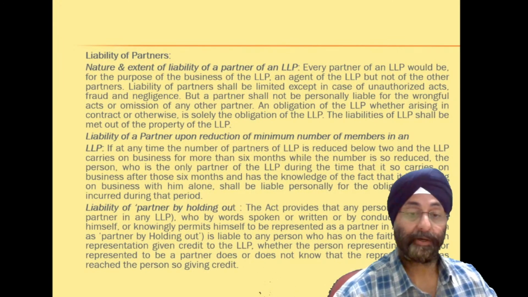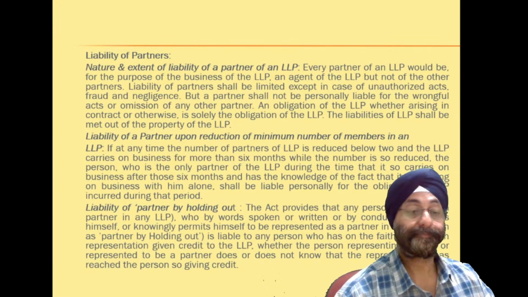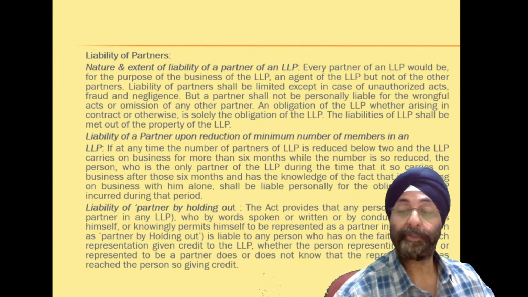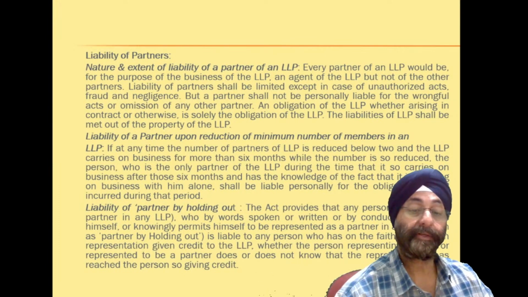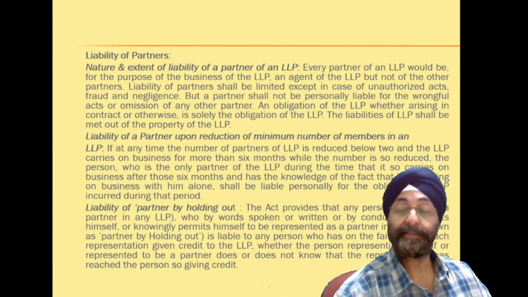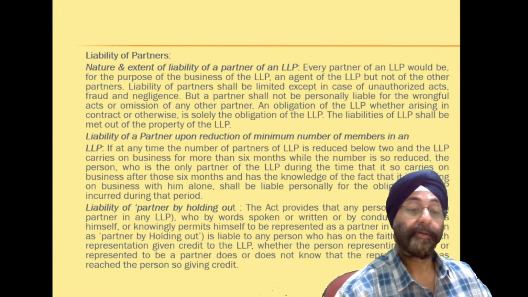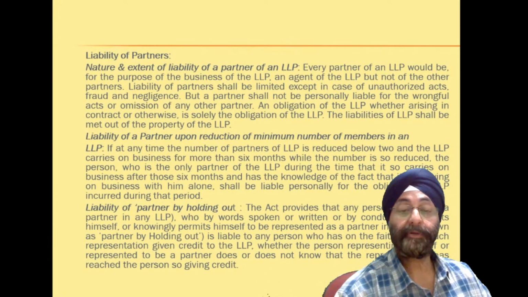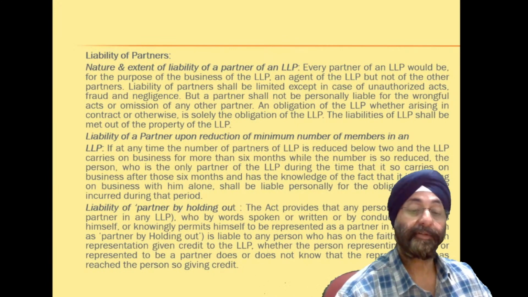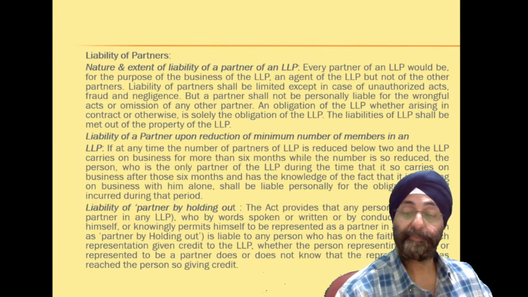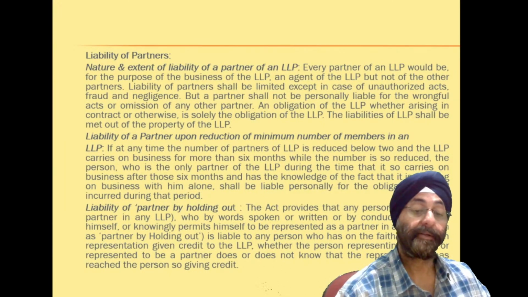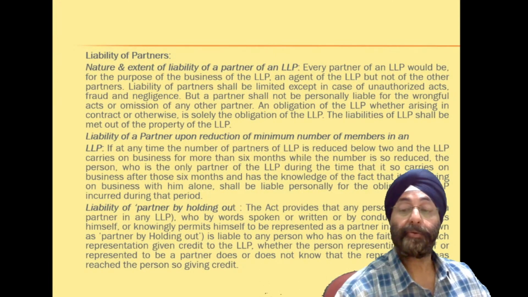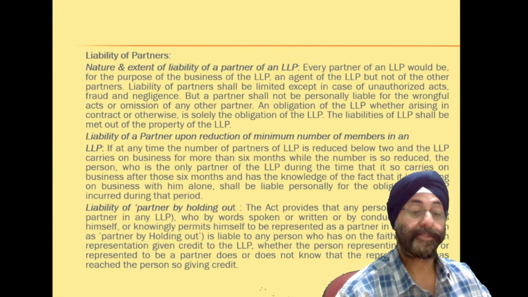Liability of the partner by holding out. The Act provides that any person, not being a partner in any LLP, who by words spoken or written or by conduct represents himself, or knowingly permits himself to be represented, as a partner in the LLP, is known as a partner by holding out. He is liable to any person who has, on the faith of any such representation, given credit to the LLP, whether or not the person representing himself or represented to be a partner knows that the representation has reached the person giving credit.